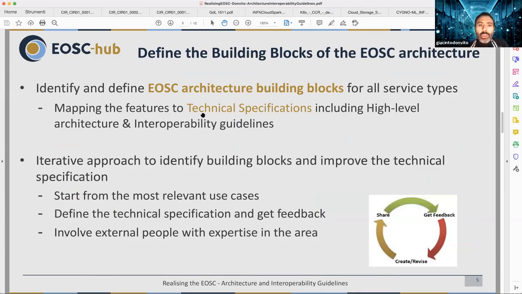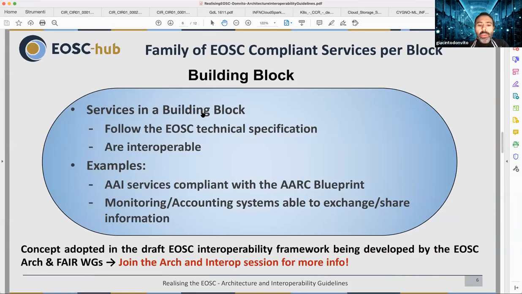The general way we do this work is that we start by defining those building blocks, and the technical specification for each of them. We go back to share this information with the community and the people involved, gain more experience, involve external people, and try to use this feedback to improve the description of those building blocks. A building block describes similar services, so not one specific service, but similar services. They are all interoperable, provide similar functions, and have concrete examples, I mean, concrete services running in the EOSC that could be described.